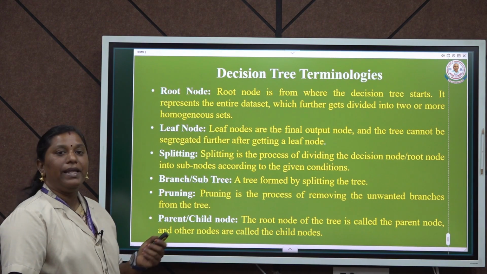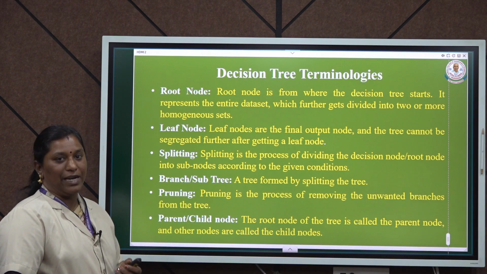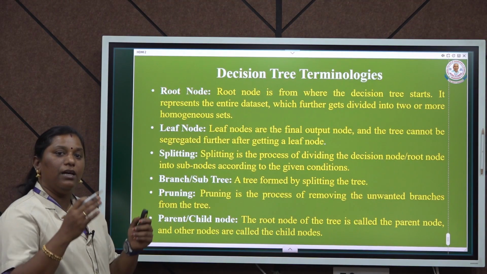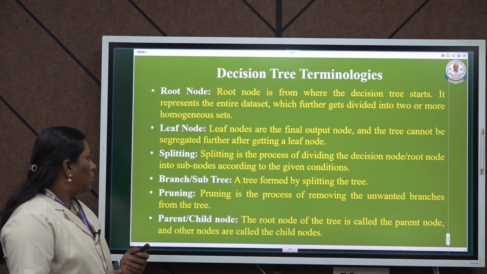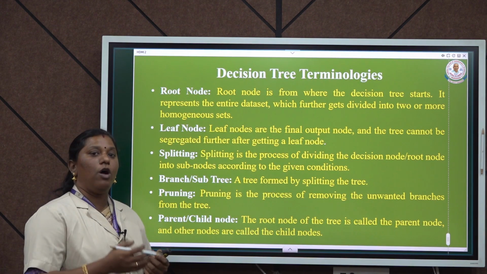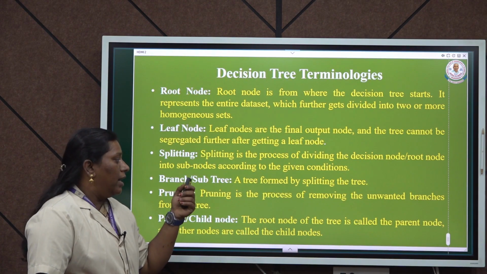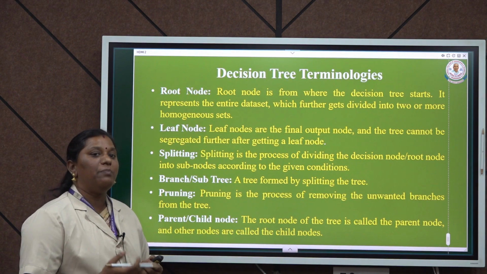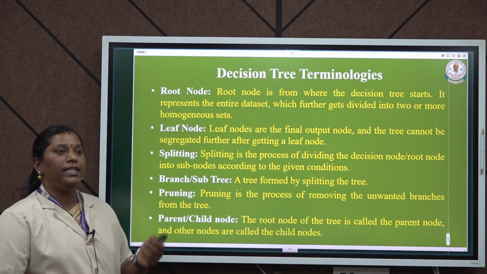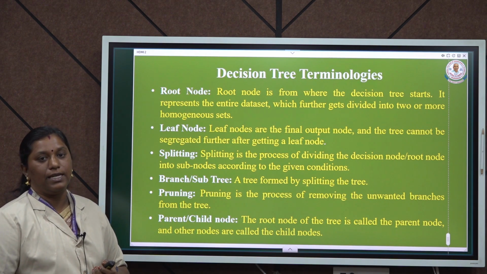Splitting is the process of splitting the decision node or root node based on the attribute selection method. After splitting, it will be separated as a subtree which holds the subnodes. Next, a branch or subtree will be formed when the tree is split. Pruning will be carried out in order to remove the excessive or unwanted branches from the decision tree. Next, regarding parent and child nodes, according to the decision tree, the root node is considered to be a parent node, and all other remaining nodes will be considered as child nodes.